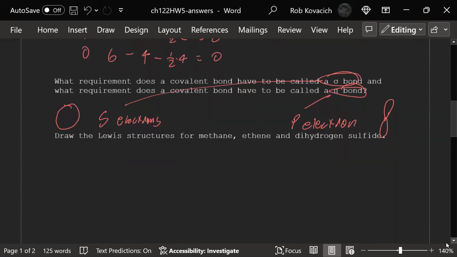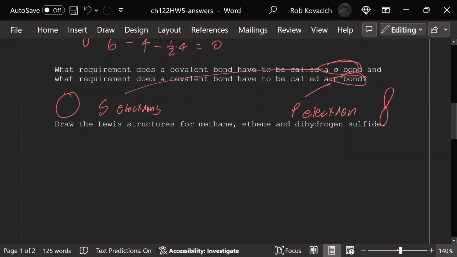Draw the Lewis structure for methane, ethene, and dihydrogen sulfide. All right, so methane is CH4, and ethene is C2H4, and dihydrogen sulfide is H2S.